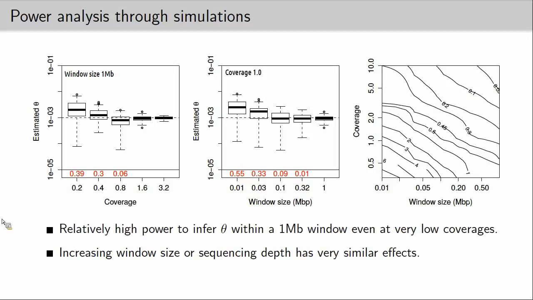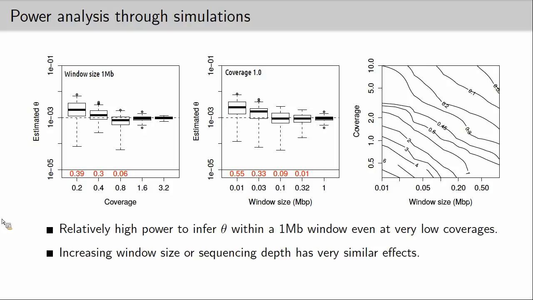One way to plot this is here in the last plot on the right, where I plot for all combinations of window size and coverage the amount of error we make in the estimation. And you see, this is from simulation, so it's a wiggly density plot, but what you should see is that for all combinations of window size and coverage that result in about the same number of sites, the same number of individual read information being there, you get the same performance.